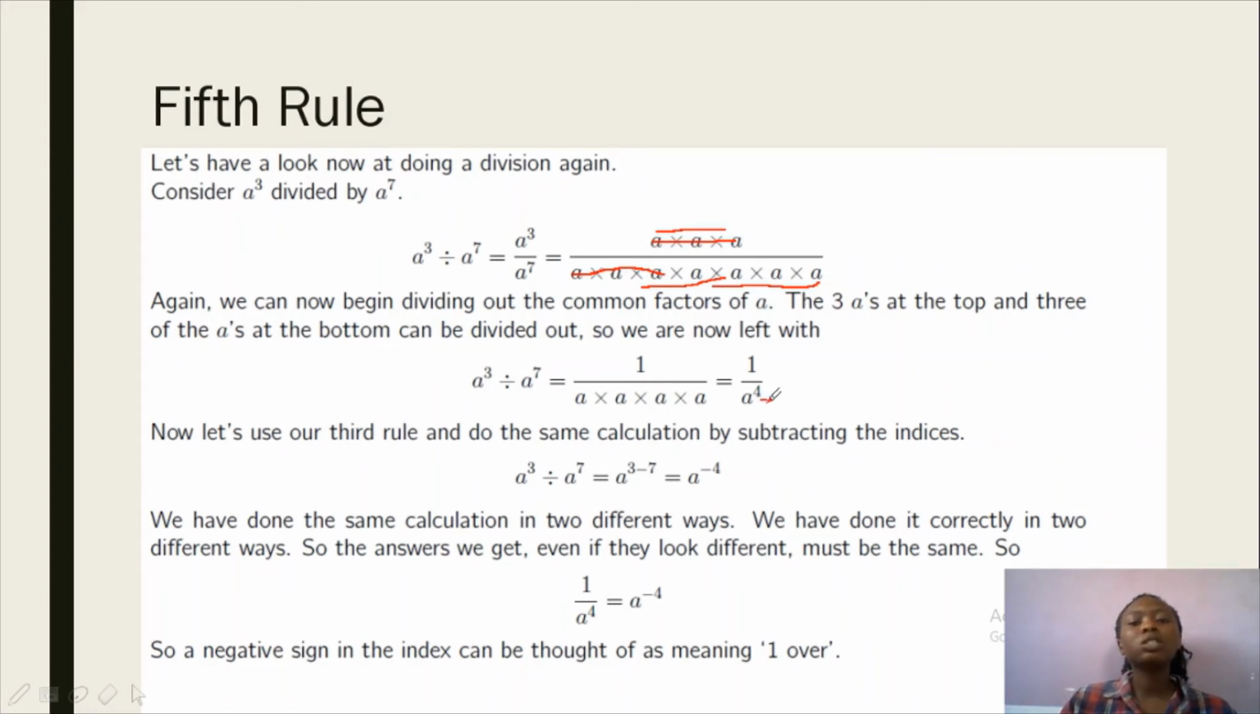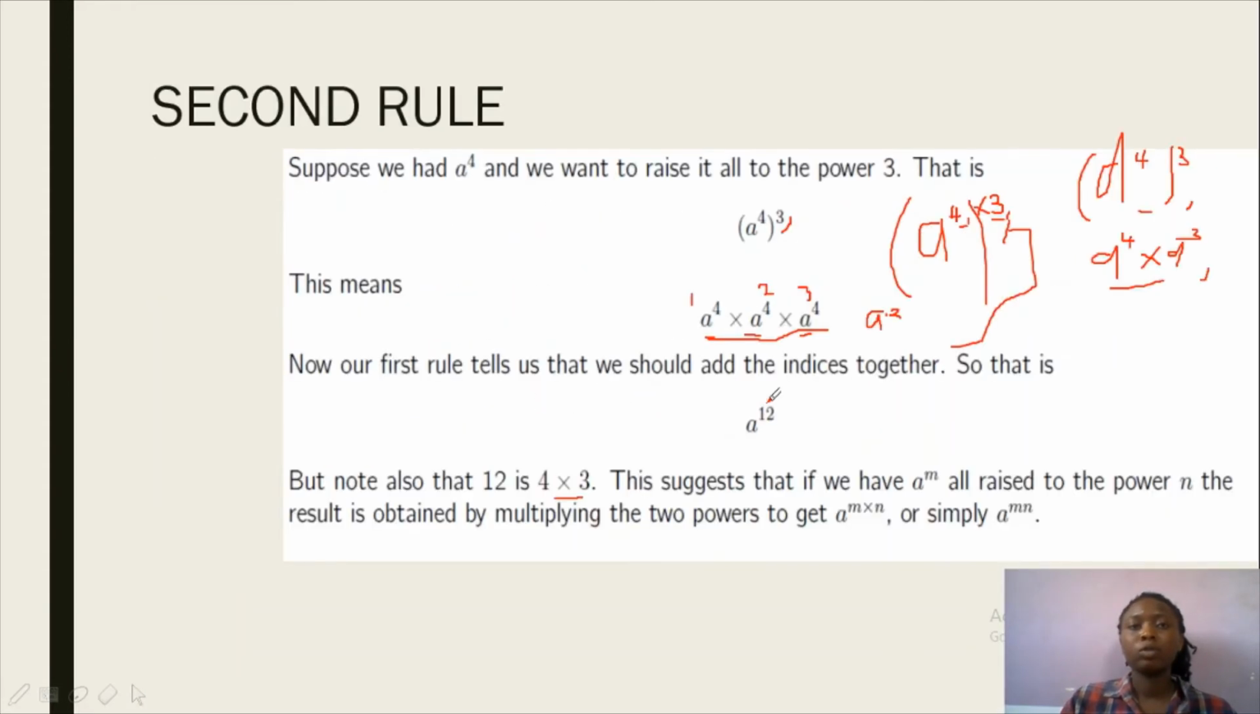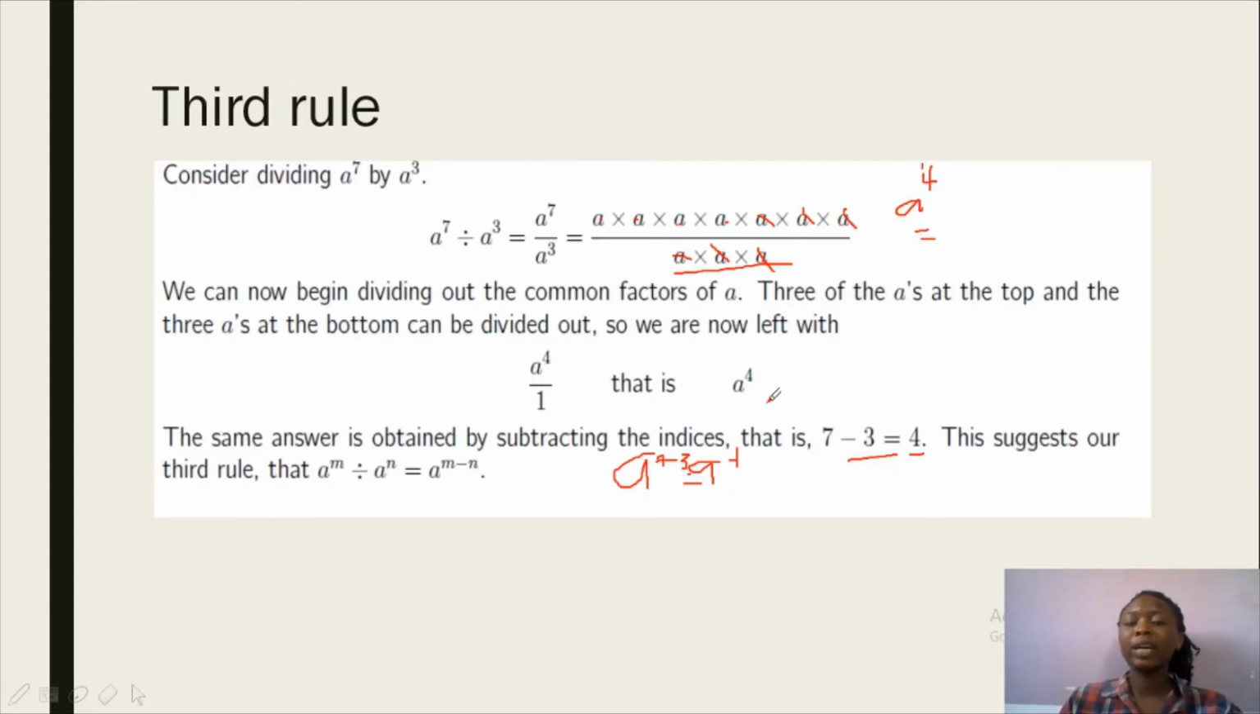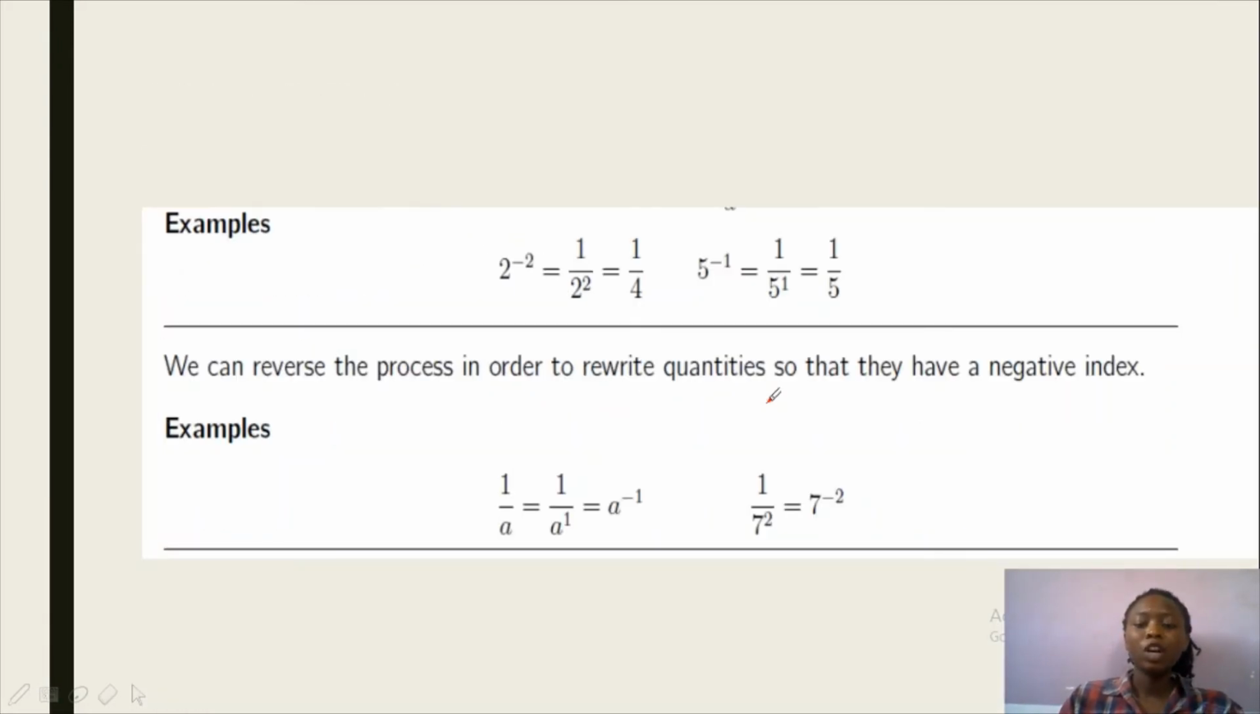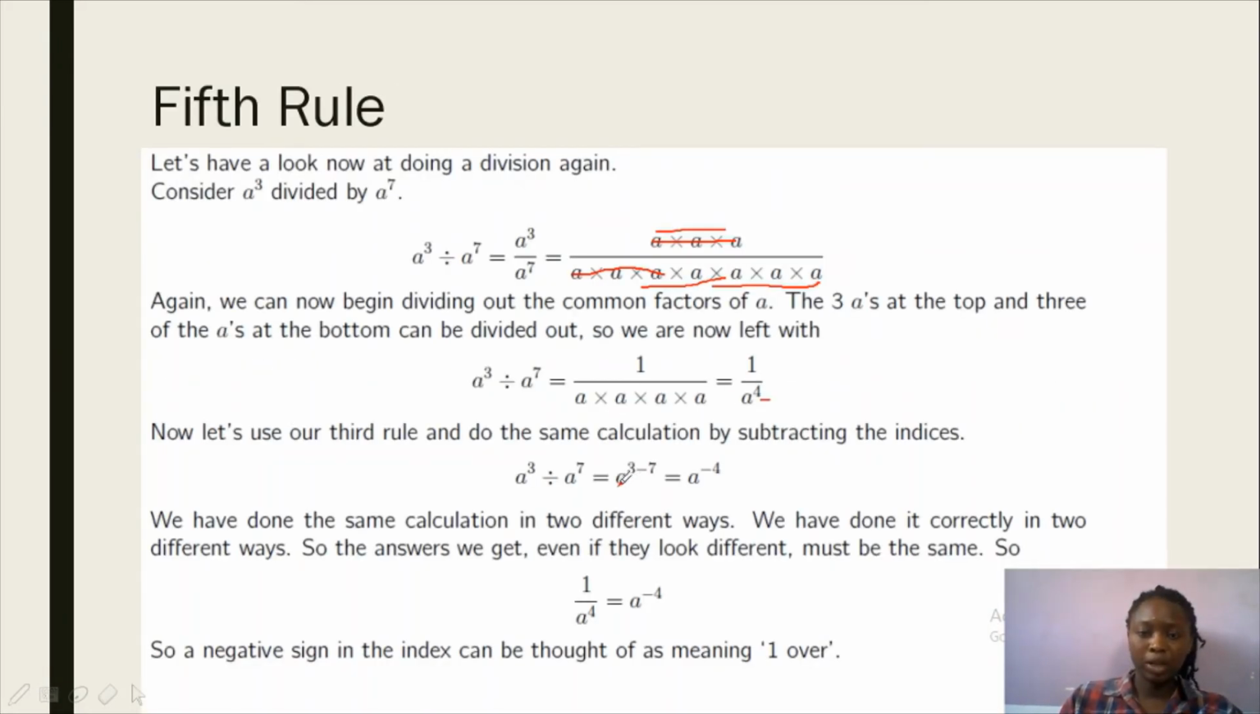Now let's use our third rule to do the same calculation. Don't forget the third rule says that when we are dividing bases, we should subtract the exponents. So if we are using the third rule here, this is what we should get: a raised to the power negative 4. The same question, two different methods, but two different answers.